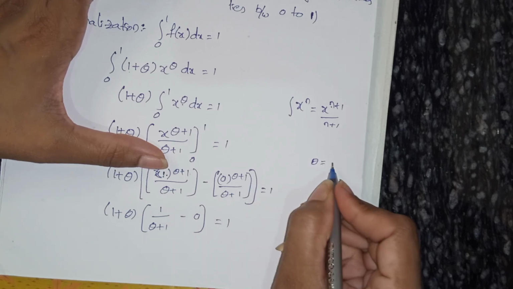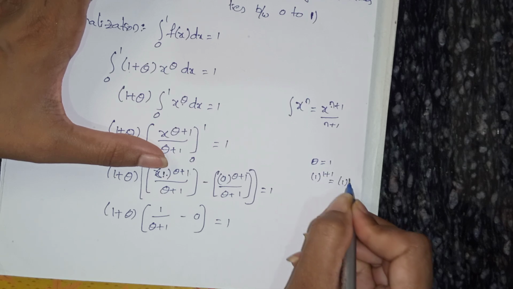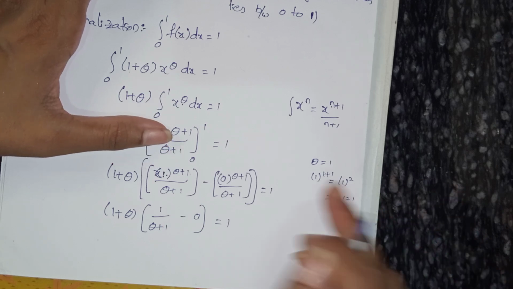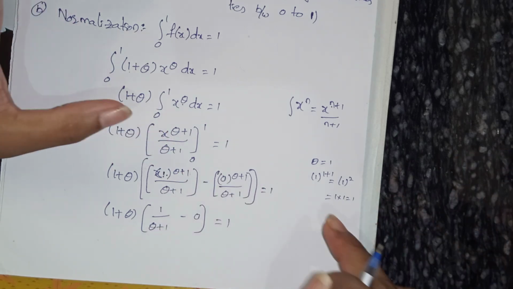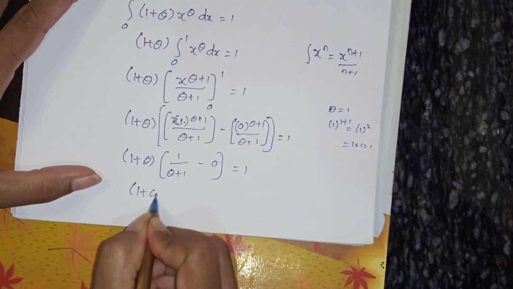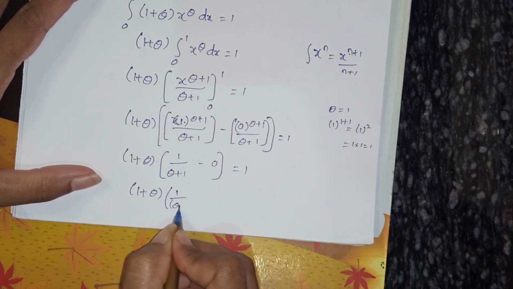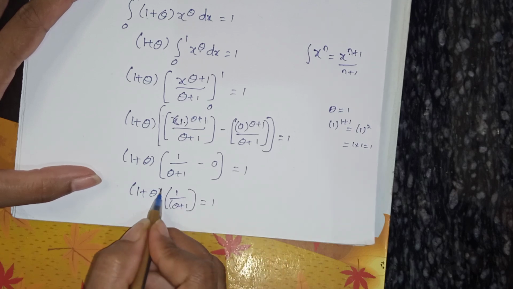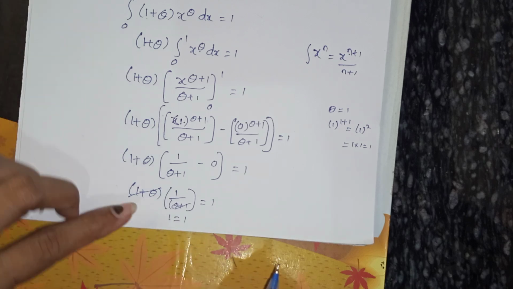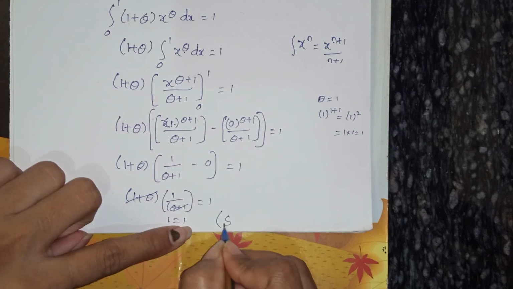See here, I am going to give an example. In place of theta I am taking 1. So 1 to the power of 1 plus 1 is 1 to the power of 2, which is 1 into 1, nothing but 1. Even if you take the theta value as 100, it comes to 1 only. So finally, 1 plus theta into 1 by 1 plus theta, or theta plus 1, both are the same. So equals 1. Both the values get cancelled. Therefore 1 equals 1. That means the normalization property is satisfied.